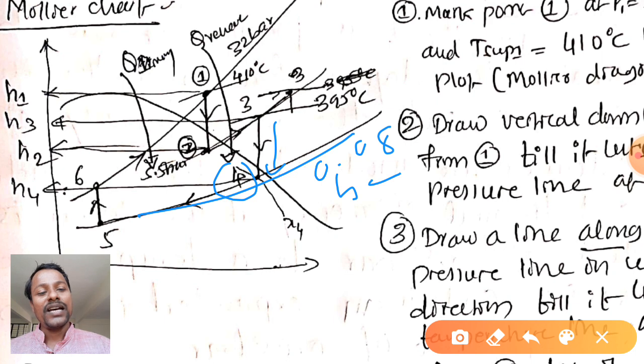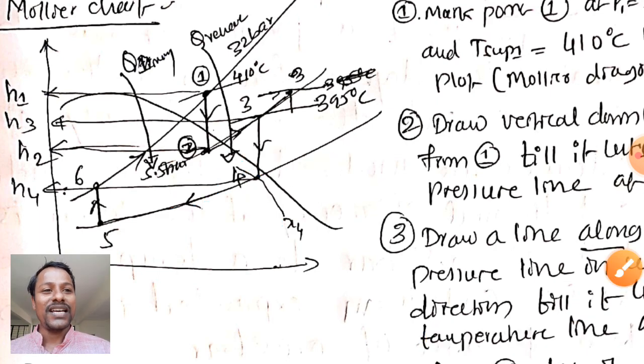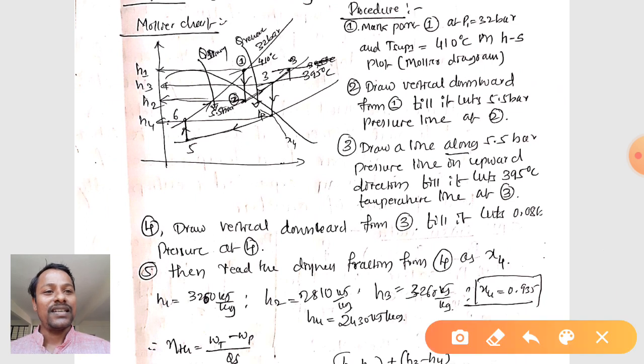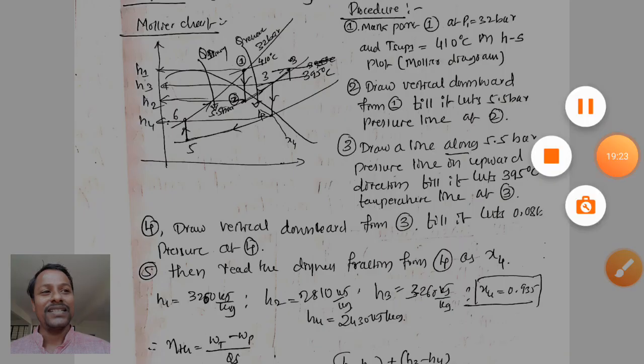Near state point 4, I have constant dryness fraction lines. So identify the value of these lines at state 4, and I am able to calculate the dryness fraction of the steam which is coming out of turbine stage 2. So this is the procedure which is mentioned with these statements. Please follow these statements, and you will be able to mark the points properly on the Mollier chart.